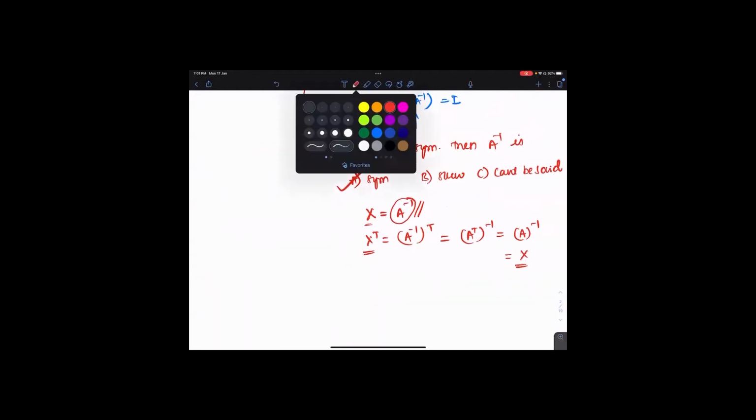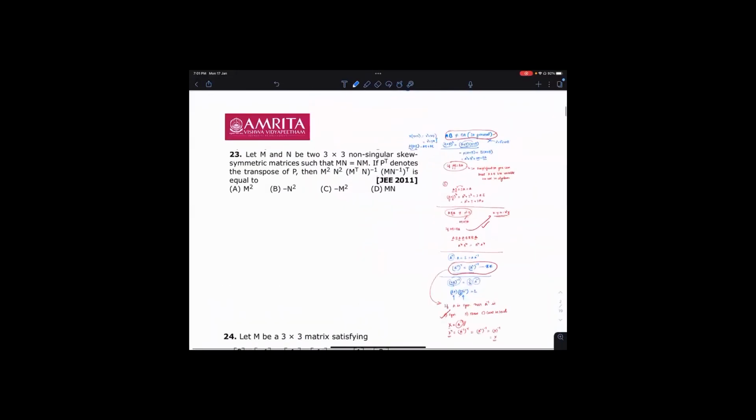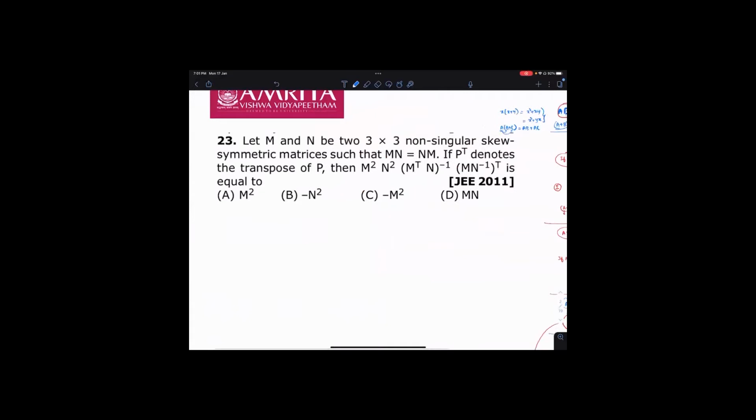That way. Fine. Let's come to the question which is given in JEE. Now you see guys. M and N are two 3 by 3 non-singular skew symmetric matrices. They have given skew symmetric matrices. Okay. What is meant by skew symmetric? M transpose is minus M and N transpose is minus N. Okay. And why have they given non-singular? Non-singular means det is not zero. Because for the inverse to exist, det must not be zero. That's why. Okay. Because they have used the inverse. Okay. Now what are they asking? See.